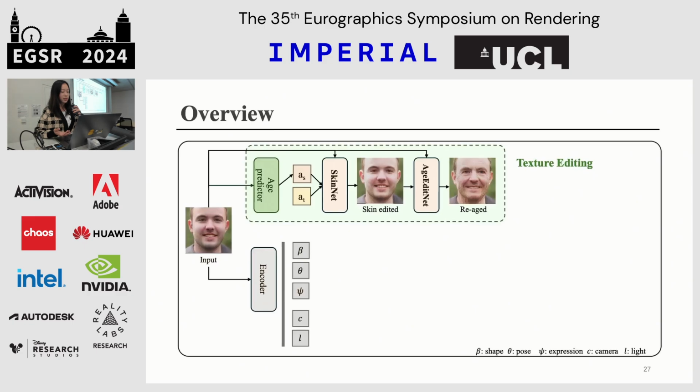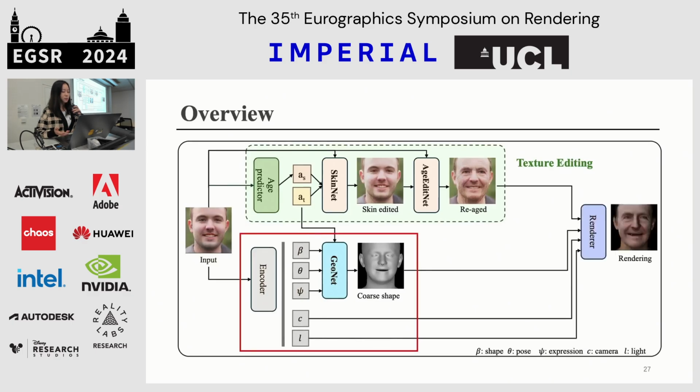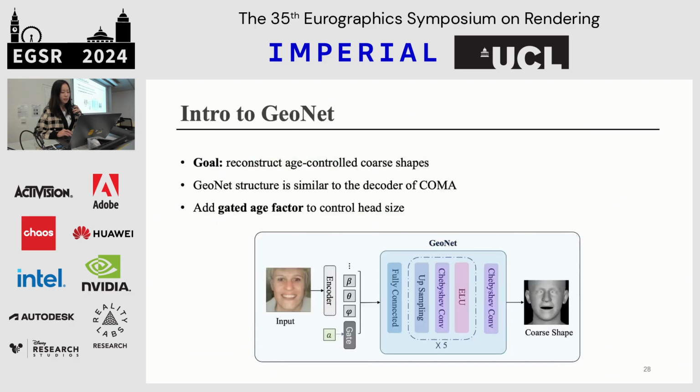So in our pipeline, to reconstruct the coarse shape, we put the input image into the pre-trained encoder of DECA and predict the shape, pose, expression, camera, and light parameters. We put the first 3 parameters and the age factor into GeoNet to reconstruct the coarse shape. We further put the re-aged results and the coarse shape and the camera and the lighting parameters in to have the final results.